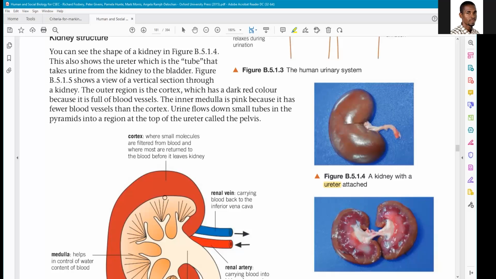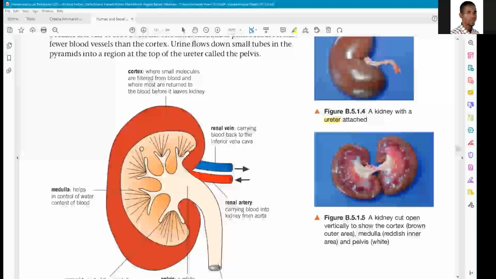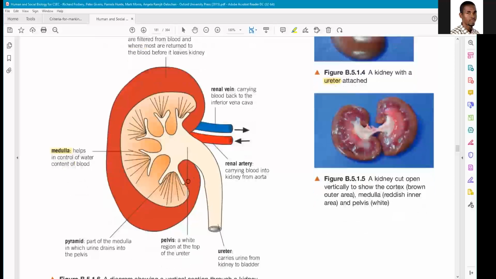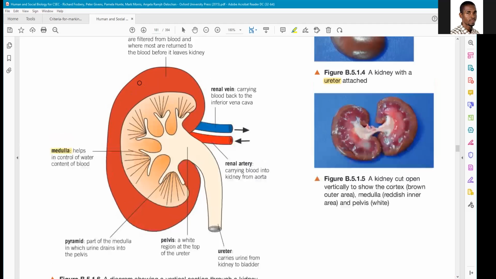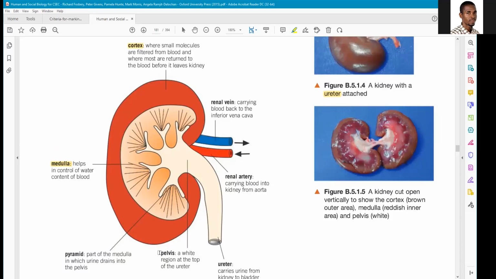Underneath that, you have what is called the medulla. So you have the cortex on the outside, and you have the medulla. And then inside of that, you have these pyramids where the tubes from the medulla join up. And then you have the pelvis. So the three main regions are the cortex, the medulla, and the pelvis. CMP.